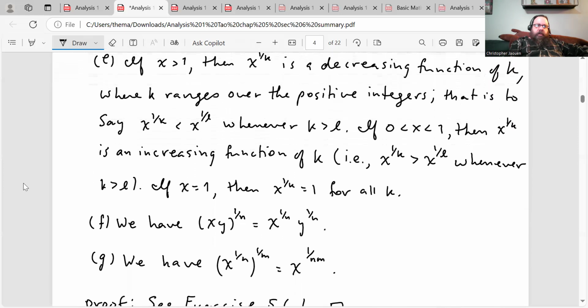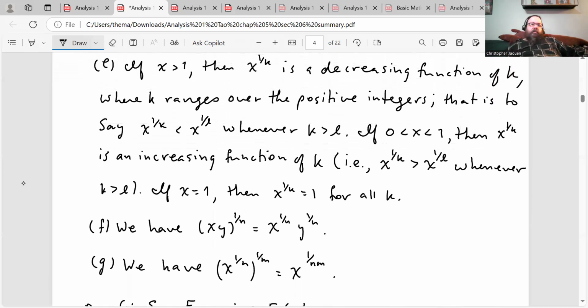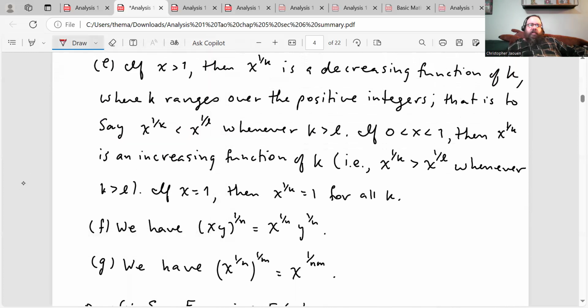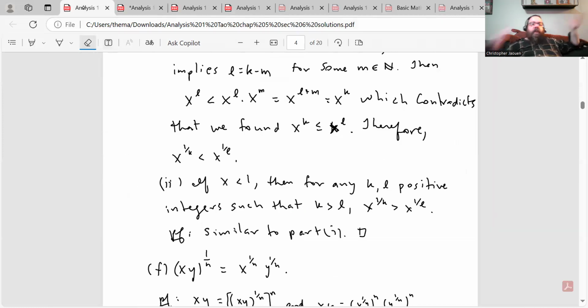Let's see, part E is over here. So this is the third part over here. If x is equal to 1, then x to the 1 over k equals 1 for all k. And this follows straightforwardly, right? Because 1 to the k is equal to 1. That implies that 1 equals 1 to the 1 over k. So I forgot to write it here, but really, it's a simple proof anyway. So anyway, that's part E.